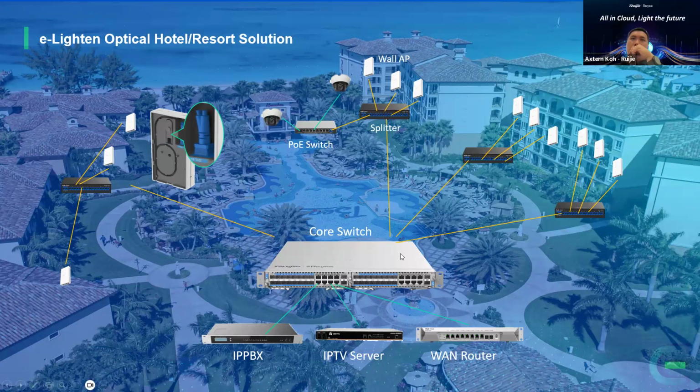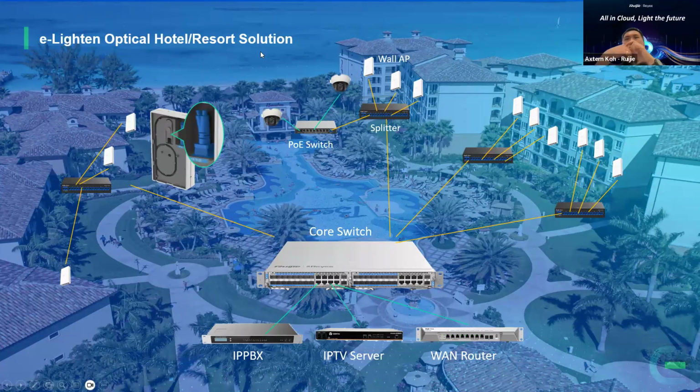This is one of the normal core switches. Okay, this is one of the normal core switches. But what we are trying to break through about the normal core switch, from your basic knowledge right now, the normal core switch definitely has RJ45 ports. Okay, they do have SFP ports or SFP+ ports, even 40G, 25G ports. But Ruijie Reyee, by the end of last year, came out with the e-license optical hotel resort solution.